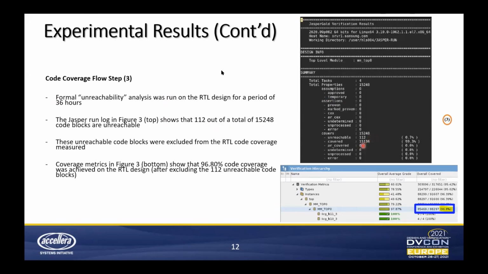Only 15,136 blocks were able to be reached. So the unreachable code blocks are excluded from the RTL code coverage measured, and coverage metrics in the blue rectangle seen here show that 96.80% code coverage was achieved on the RTL design after excluding the 112 unreachable code blocks.